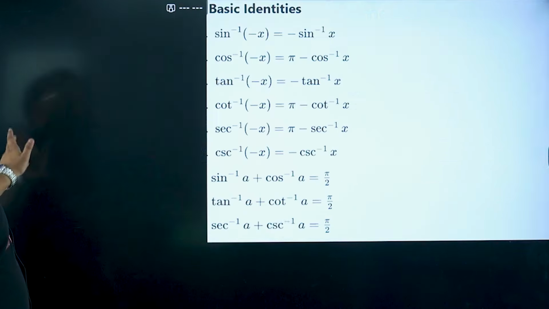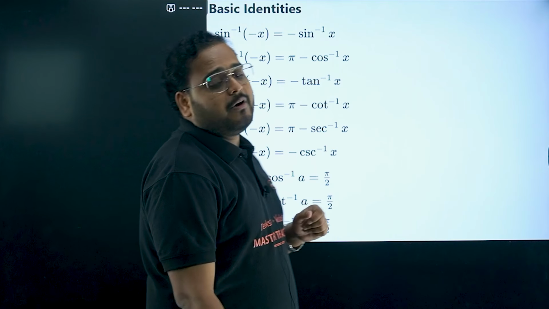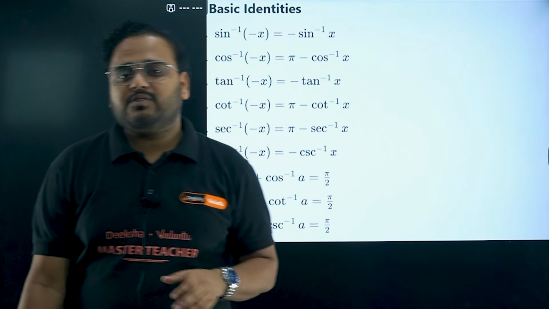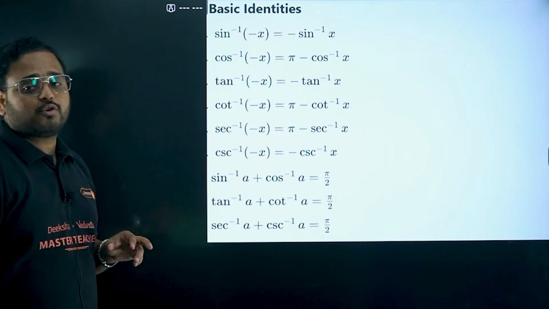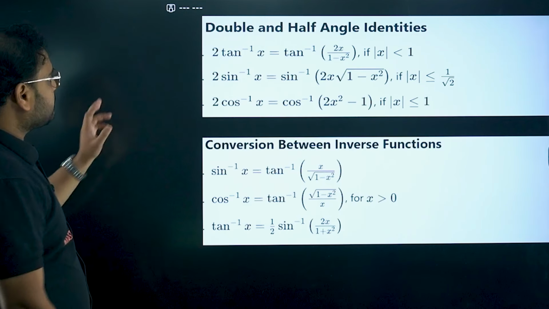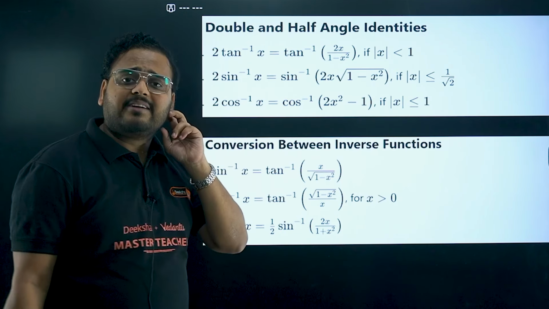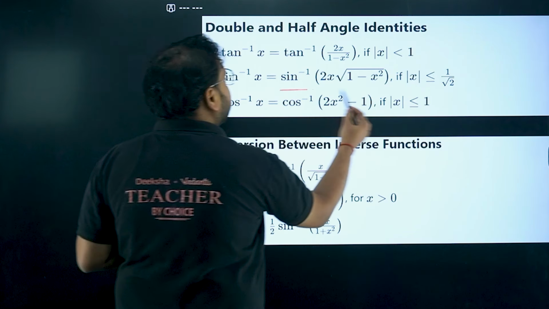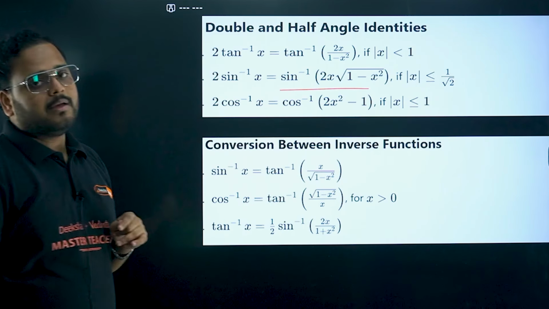Have a look. Next, the negative angle formulas are very important: sine inverse of minus x, tan inverse of minus x, cos inverse of minus x. Those kind of questions can also come, so all these are extremely important. Next, double angle and half angle identities. They are very, very important, because in some questions, as you have seen in PYQs also, this formula has been used. Okay, we prove it.